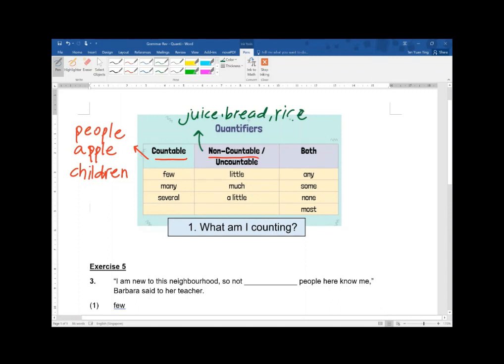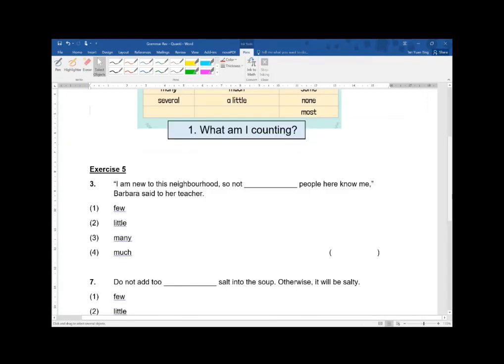So, for each type of noun, countable or non-countable, they have their own kind of quantifier that you can use. So for countable, you look at the column over here, few, many, several. And for non-countable, you will look at the one that I've highlighted in blue, little and much. Now if you'd like to copy this down into your grammar booklet or into your notebook, please just press pause on the video.